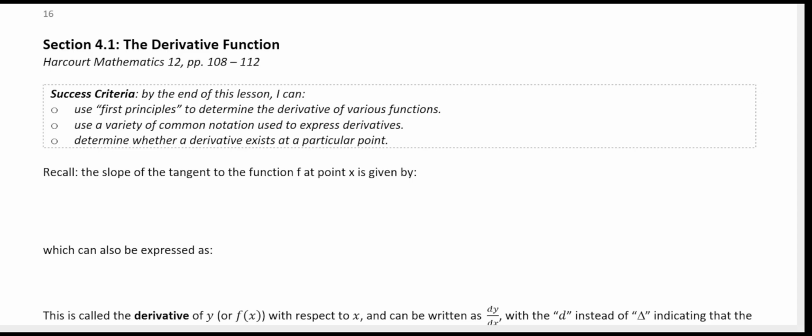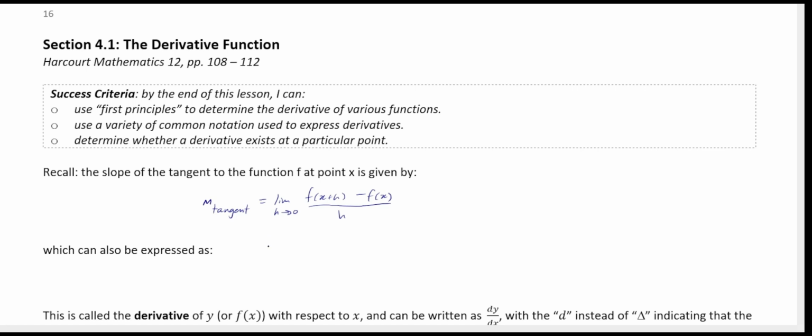In this video, we're going to look at the derivative function. Start by recalling that the slope of the tangent to the function f at a point x is given by the following. The slope of the tangent line of a function of x is given as the limit as h approaches 0 of f at x plus h minus f at x, all over h.